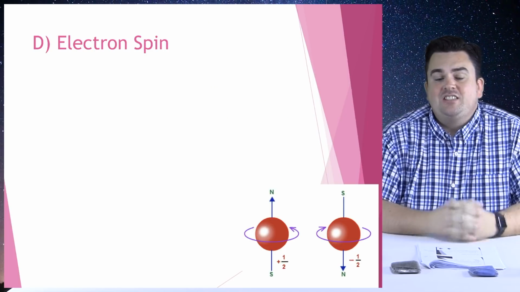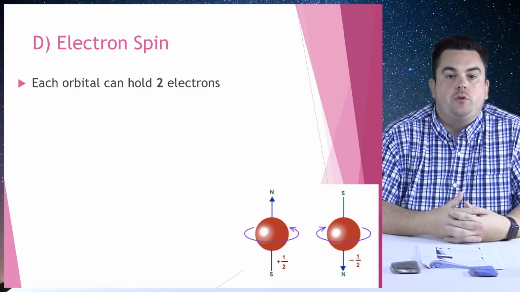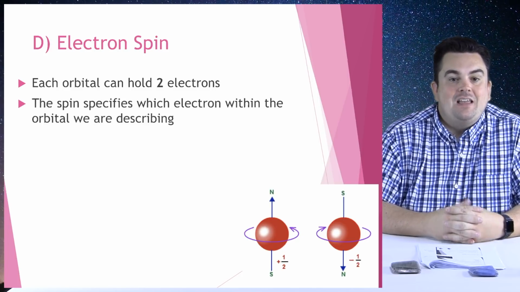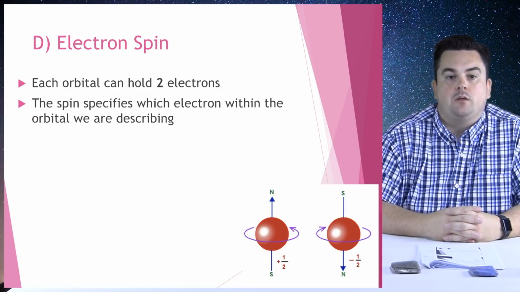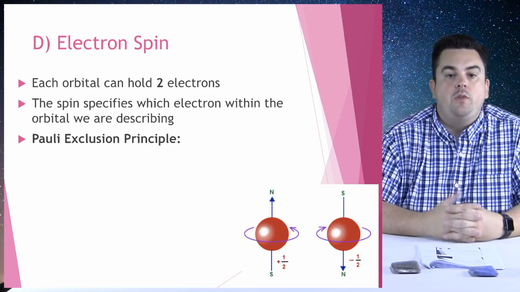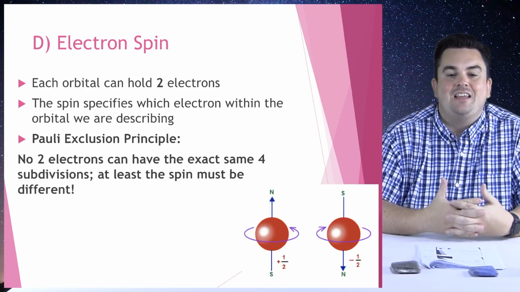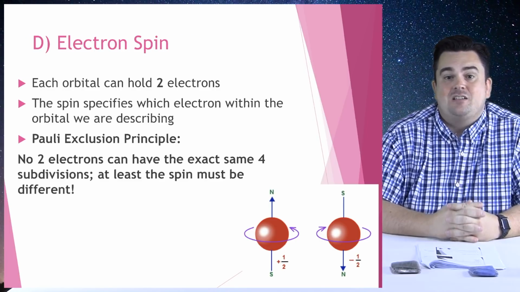And our final subdivision here is the electron spin. So each orbital can hold 2 electrons, no more. The spin specifies which electron within the orbital we are describing. So we have something called the Pauli exclusion principle, that no 2 electrons can have the exact same 4 subdivisions. So at least the spin has to be different.